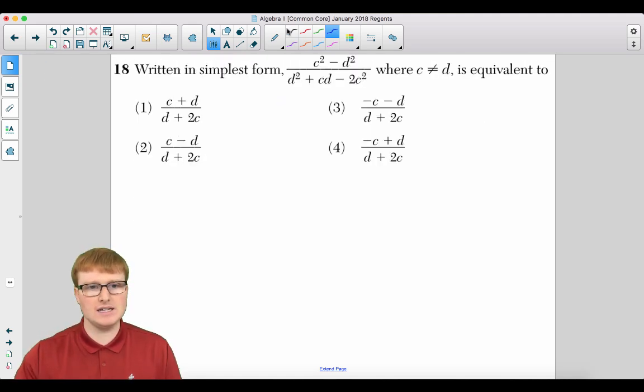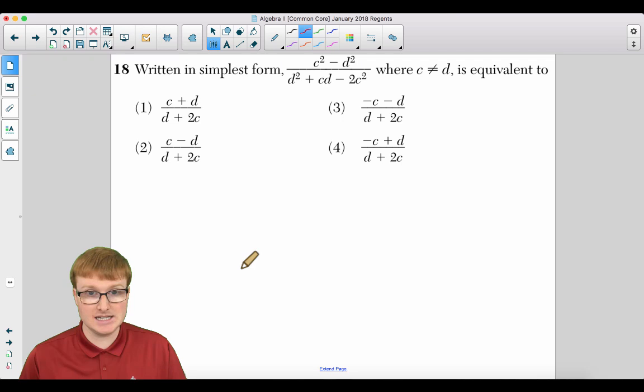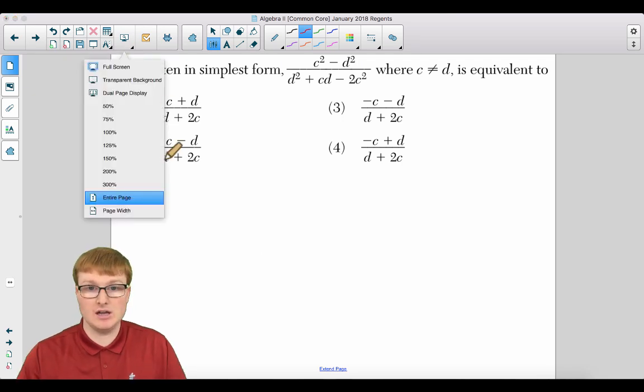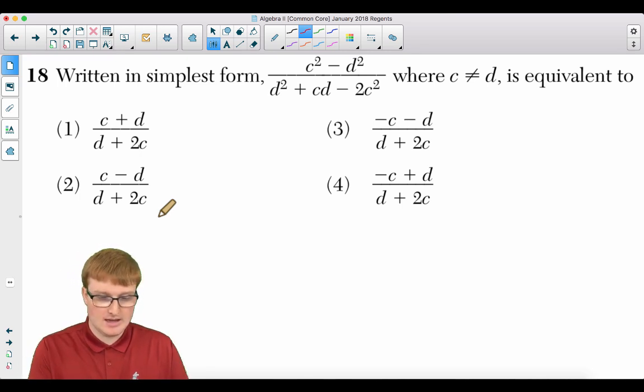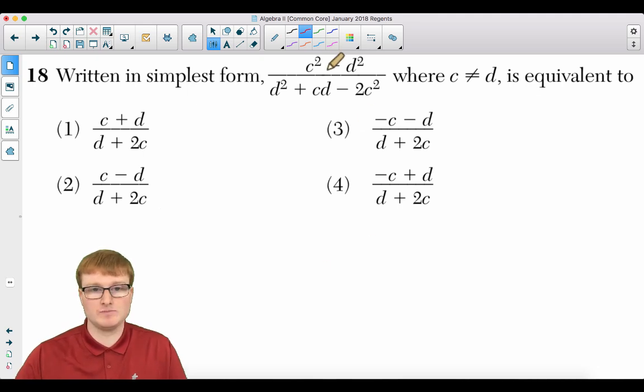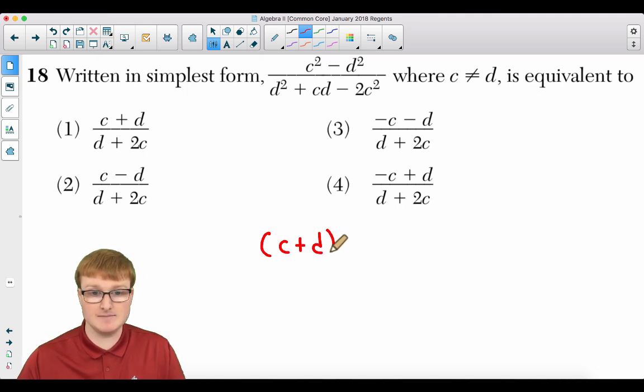All right, moving on to number 18, written in simplest form. C squared minus D squared divided by D squared plus CD minus 2C squared, where C cannot equal D, is equivalent to what? So, basically, we need to factor as best as we possibly can. So, C squared minus D squared, that is factorable by the difference of two perfect squares. That is going to be C plus D, C minus D.